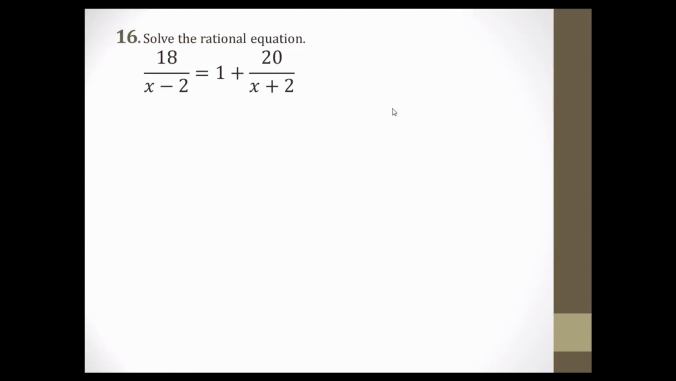Okay, so 16, solve the rational equation. All right, so continuing what you guys have been working on, we want to multiply by the least common denominator. So we have to work with x minus 2 and x plus 2. So we need to make sure to include those two factors in our least common denominator. And 1 has a denominator of 1, so it doesn't really affect what we need. So the least common denominator that we want to use is x plus 2 times x minus 2. So we're multiplying everything in this equation by x plus 2 times x minus 2.